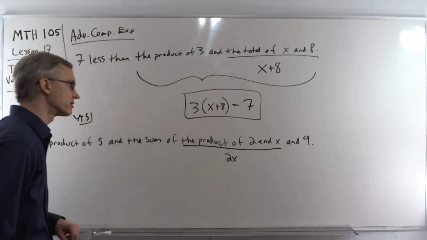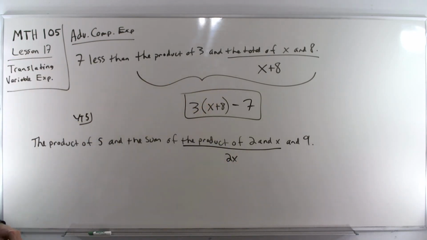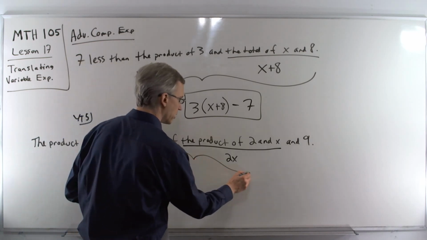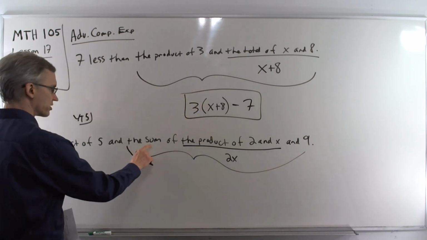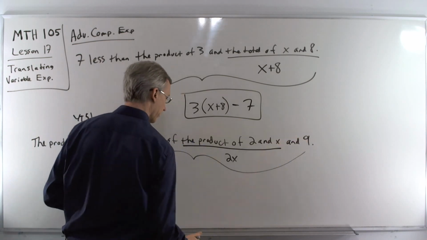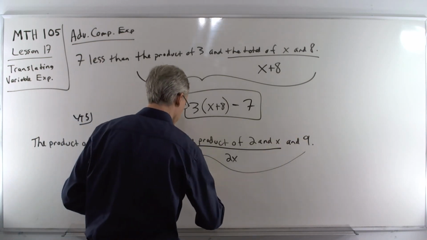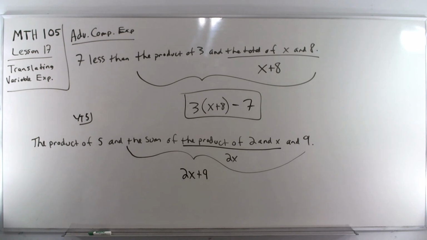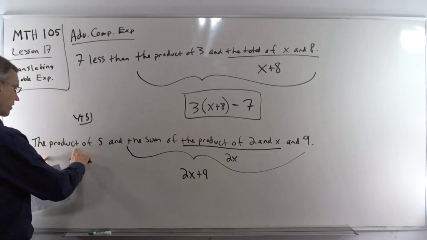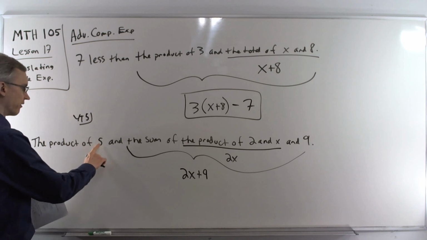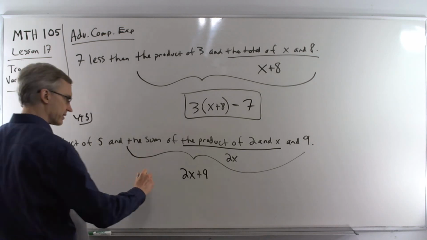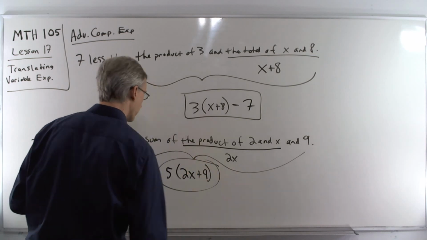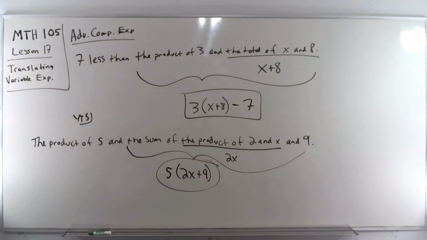Product is multiplication, so that is 2x. All right, now we'll come all the way down to here, and we're going to do the sum of this thing and 9. So sum is addition, so that turns into 2x plus 9. And now we're going to do the product, which is multiplication, of 5 and this thing. So 5 times this thing. So 5 goes on the outside, this thing goes in parentheses, and we have 5 times 2x plus 9.